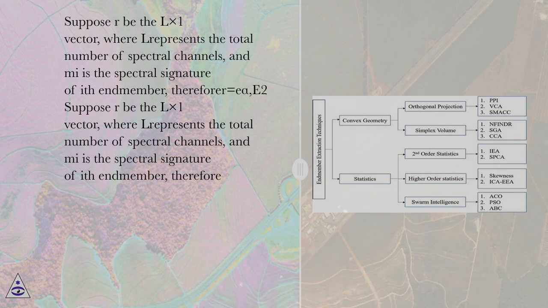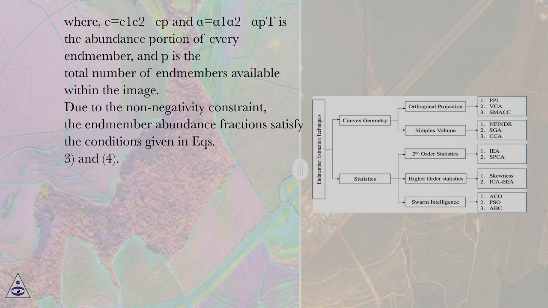Suppose r is an L times 1 vector, where L represents the total number of spectral channels, and e_i is the spectral signature of the ith end member, therefore r equals E alpha, where E equals [e_1, e_2, ..., e_P] and alpha equals [alpha_1, alpha_2, ..., alpha_P]^T is the abundance fraction of every end member, and P is the total number of end members available within the image. Due to the non-negativity constraint, the abundance fractions satisfy the conditions given in equations 3 and 4.